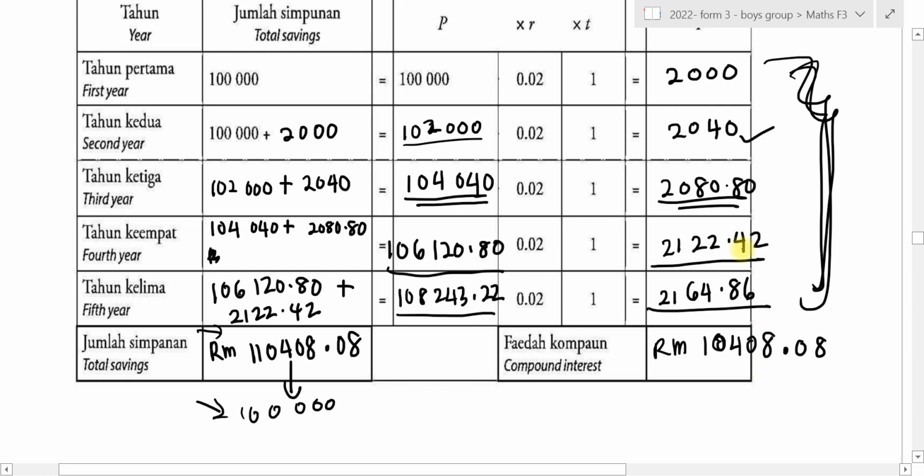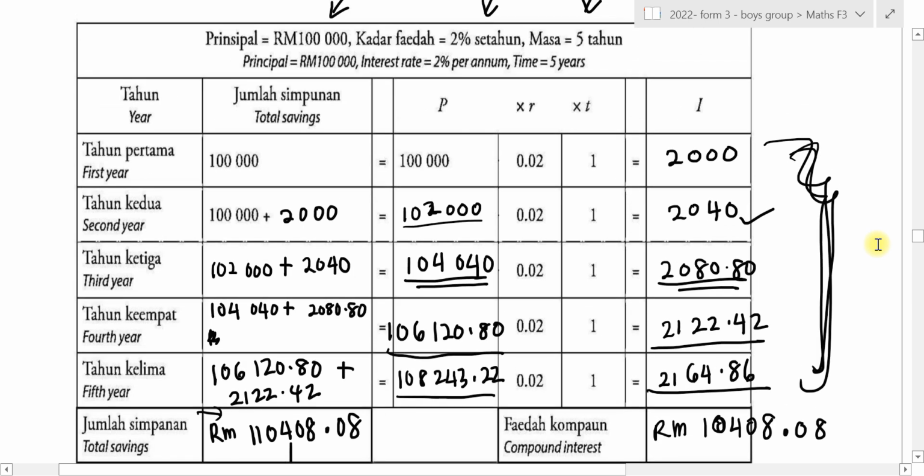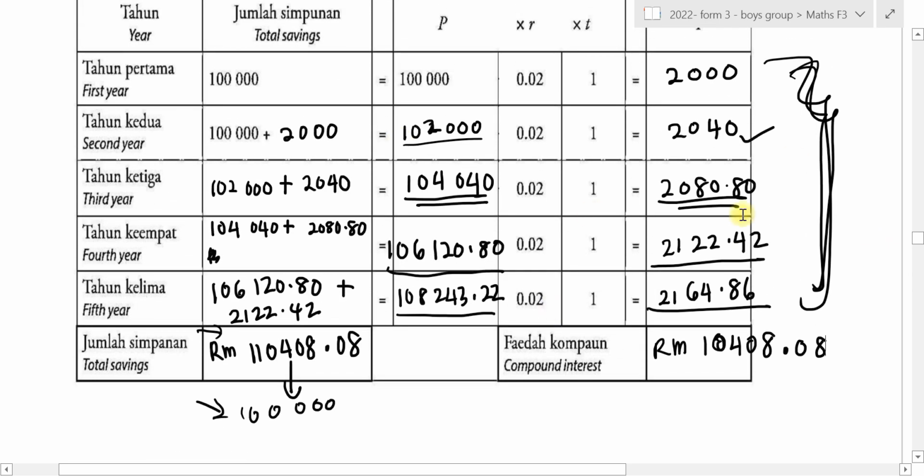If you follow simple interest, every year 2,000 only, for 5 years you get 10,000 only, the interest. But if you follow compound interest, you get 10,408. That means 408 ringgit more. So this is the idea of compound interest. Hope you understand what is the idea of compound interest.